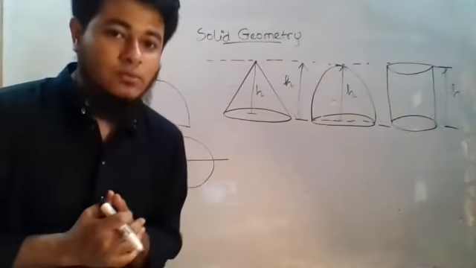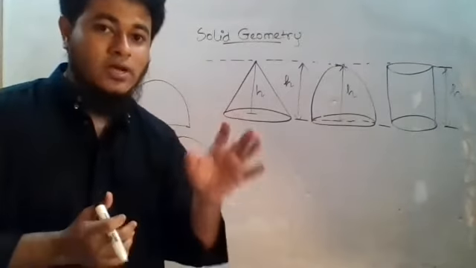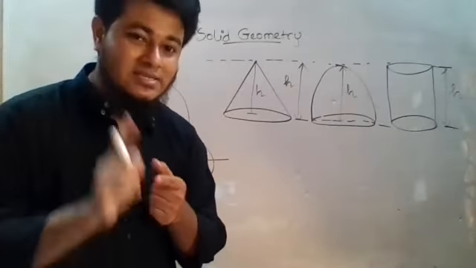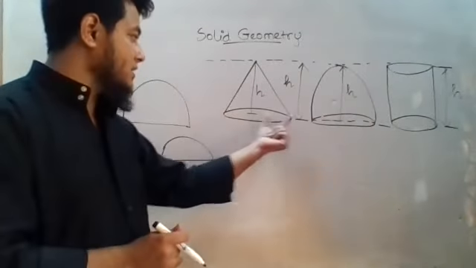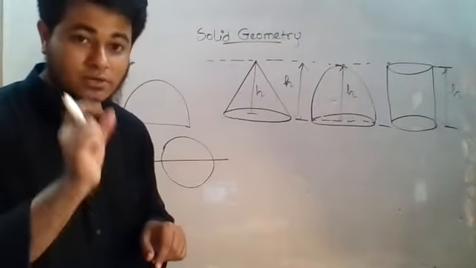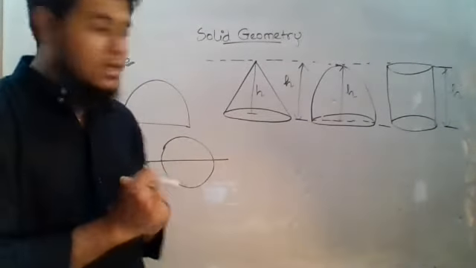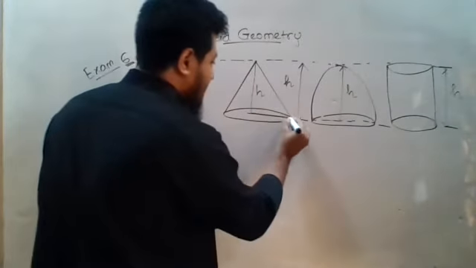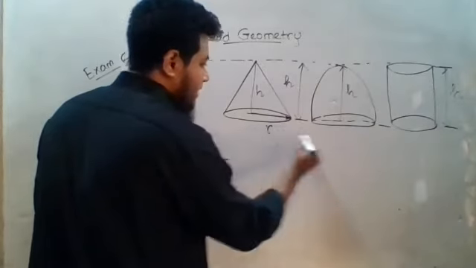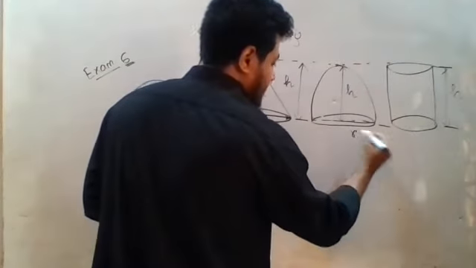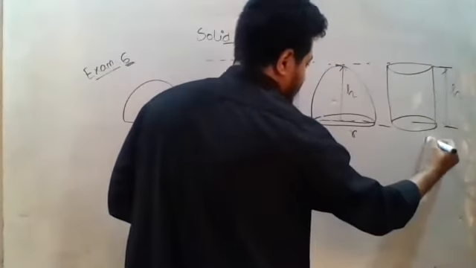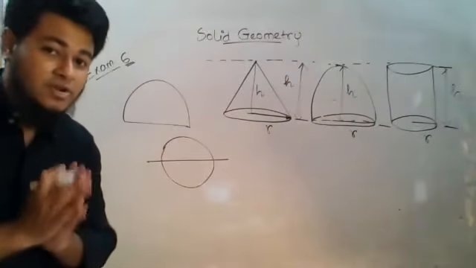Now when will the area be same? A circular area will be same when the radiuses are equal. If the radius are same, then they will have the same area because the area is equal to pi r square. That means the radius here is r. Here also the radius is r. Here also the radius is r. All of them are having the same radius.